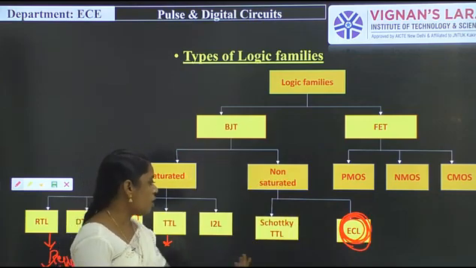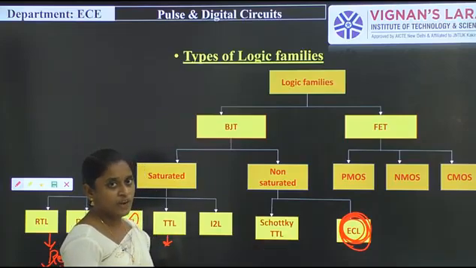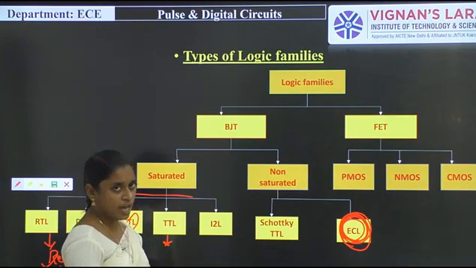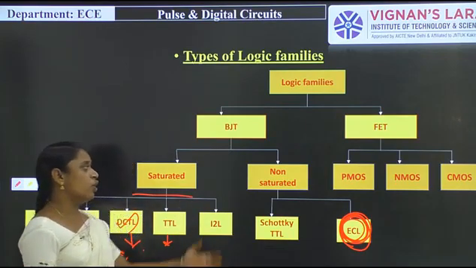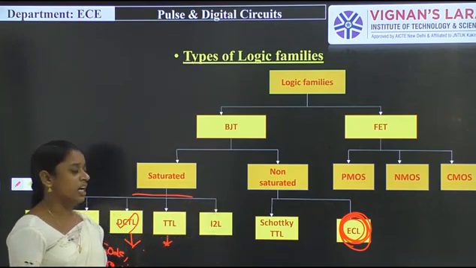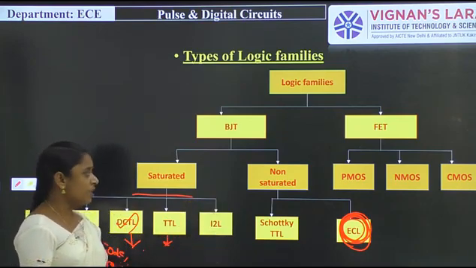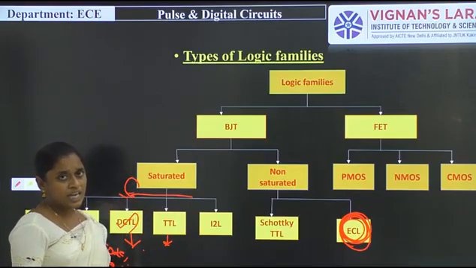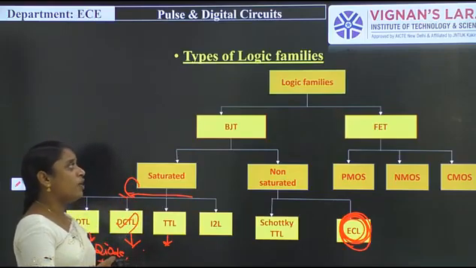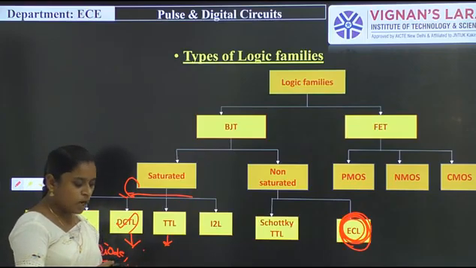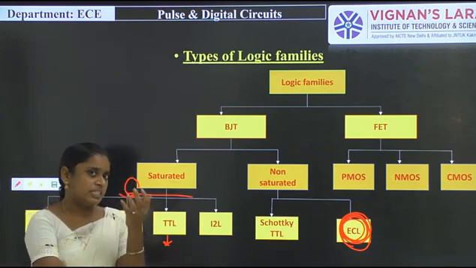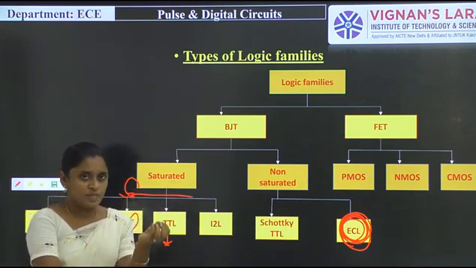So among all these, the ECL logic family is very fast compared with the remaining logic families. So we will just discuss the saturated logic families in this class. After that we go for the non-saturated and FET type logic families. Before discussing the saturated logic families, first we have to know what the performance metrics of these logic families are. So each logic family or each device has some performance metrics.